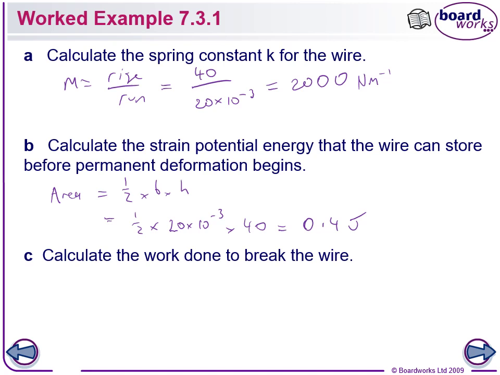Okay, now calculate the work done to break the wire. We need the area under the graph again, but we can't just work it out with a triangle because it's not a nice straight line. So we would need to count the squares underneath it. First of all, let's work out what each square is worth. Each square has a 10 newton force on that side and an extension of 5 millimeters. So each square is going to have an area of 5 times 10 to the negative 2.